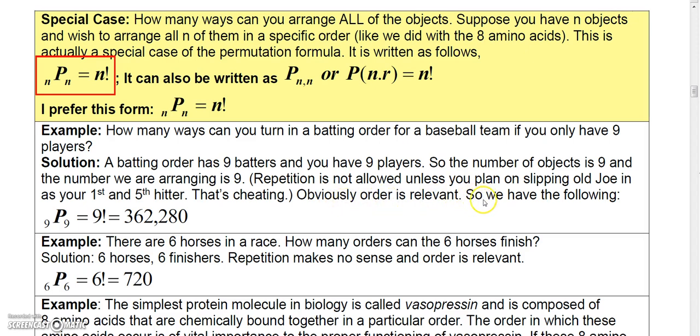So we actually have a permutation problem where we have a total of 9 objects and we want to know how many arrangements we can make from 9 objects. In other words, how many 9-object arrangements can we make out of these 9 objects? That would be 9P9, which is 9 factorial. And you can use a calculator to get the number.